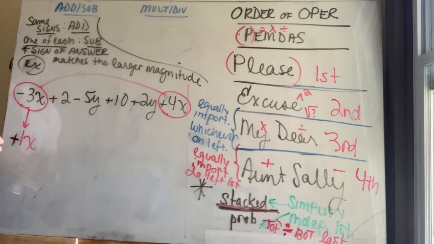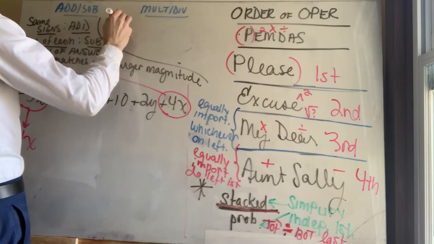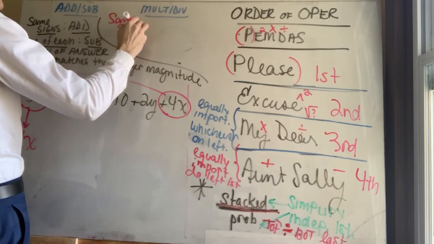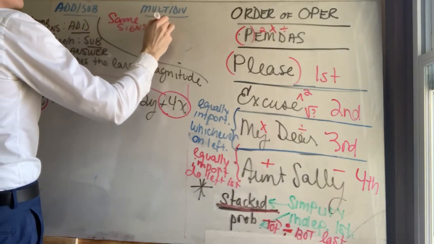For multiplication and division, there's a similar rule here. If you have the same signs, it doesn't dictate the operation. It just means that you have a positive answer.